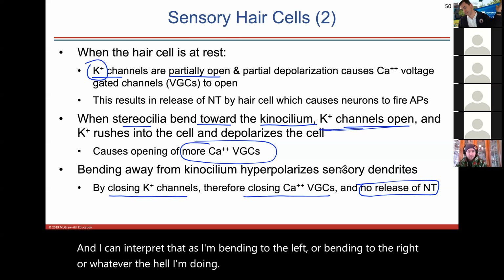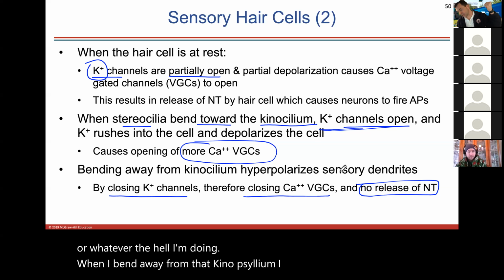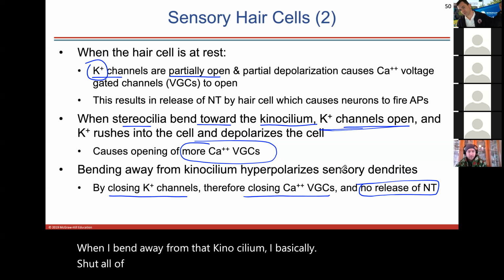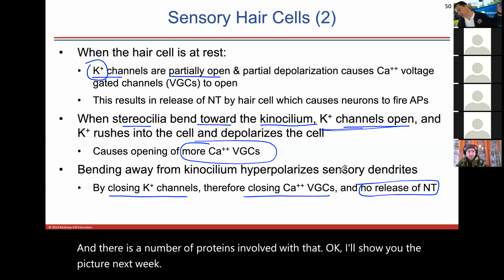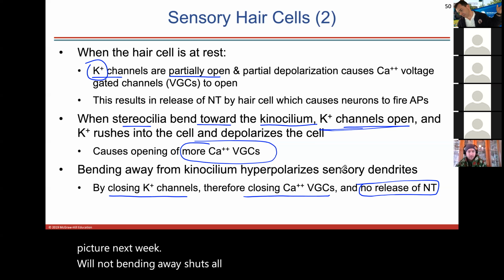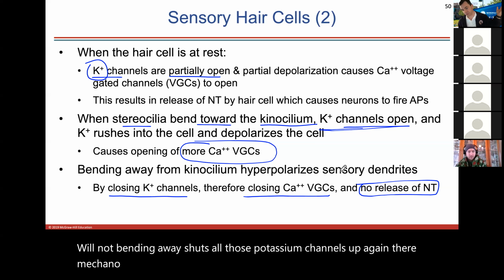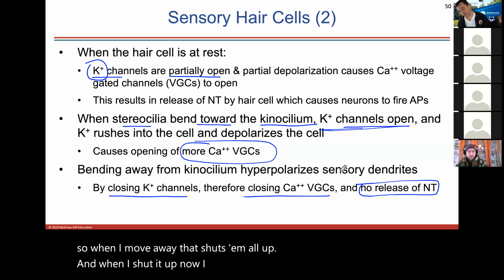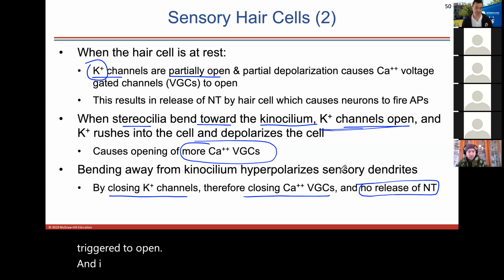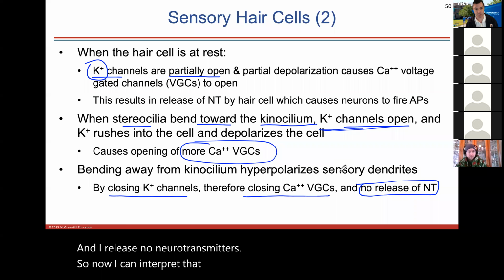When I bend away from that kinocilium, I basically shut all of those potassium channels. There's a number of proteins involved with that, and I'll show you the picture next week. Again, they're mechanoreceptors. I'm mechanically moving. So when I move away, that shuts them all up. And when I shut it up, now I have no calcium voltage gated channels being triggered to open, and I release no neurotransmitters. So now I can interpret that as whichever way I'm moving towards.